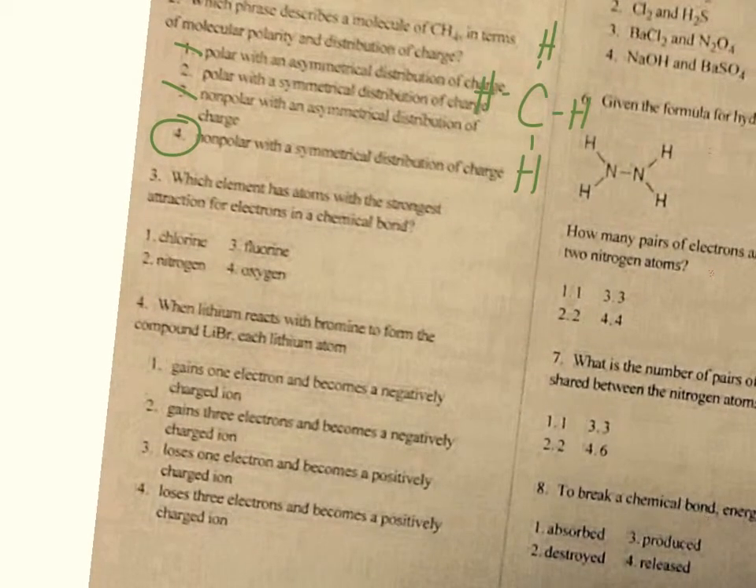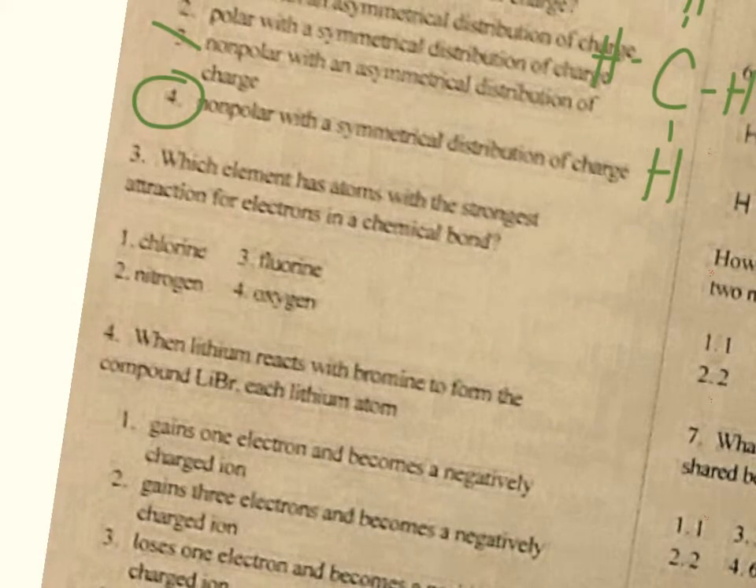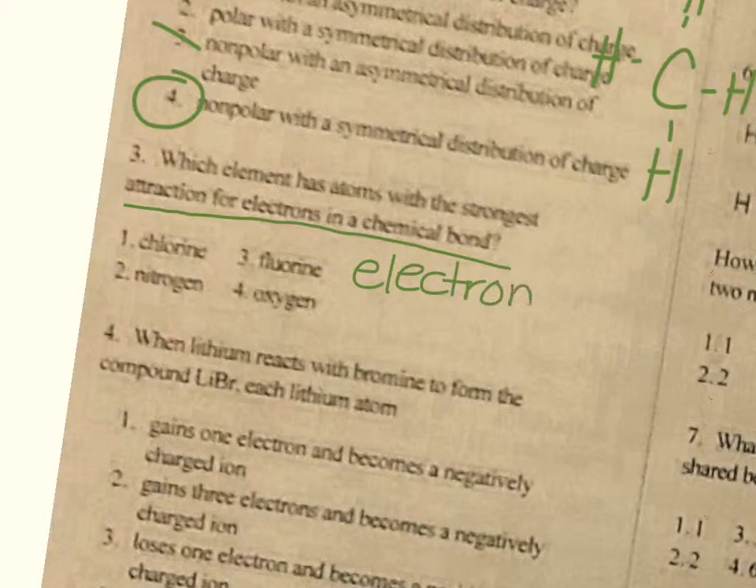Moving to question 3. Which element has atoms with the strongest attraction for electrons in a chemical bond? Attraction for electrons in a chemical bond. We went through vocabulary, guys. This is the definition of electronegativity. So this question might as well have been asking you which one has the highest electronegativity. And I remember saying that fluorine is the bully of the periodic table, has the highest electronegativity, 4.0.